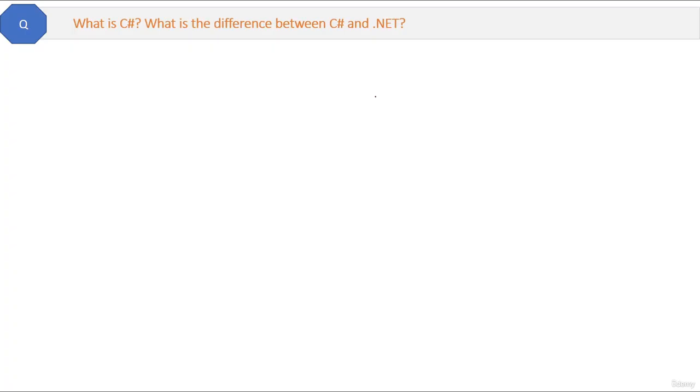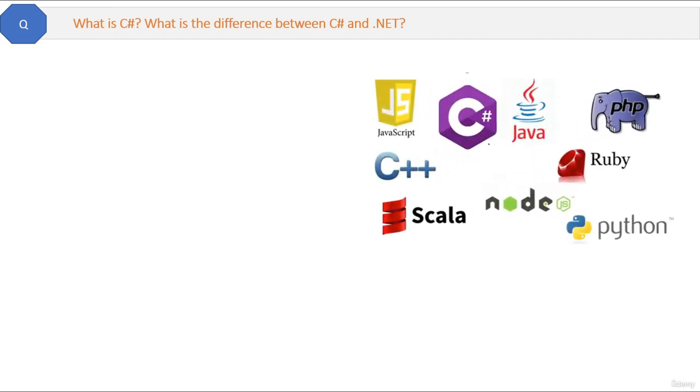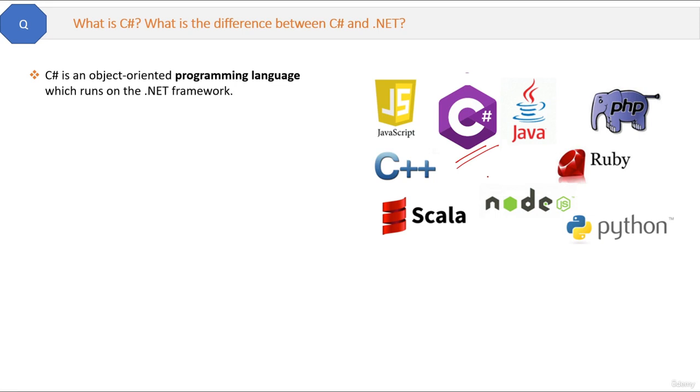What is C#? What is the difference between C# and .NET? The simple answer is, like all other programming languages, JavaScript, Java, PHP, C# is also just a programming language. But to be more specific, C# is an object-oriented programming language which runs on the .NET framework. And what is .NET? .NET is a framework.